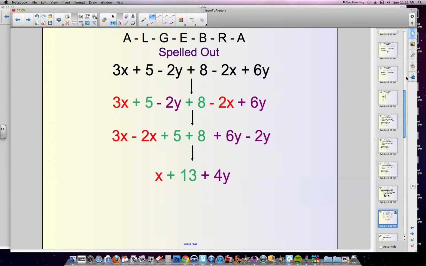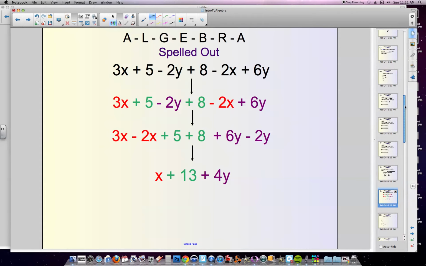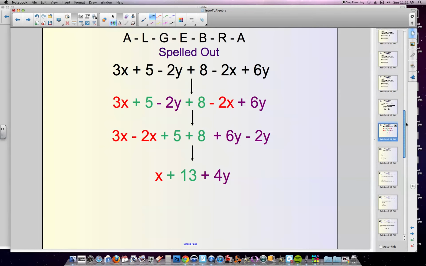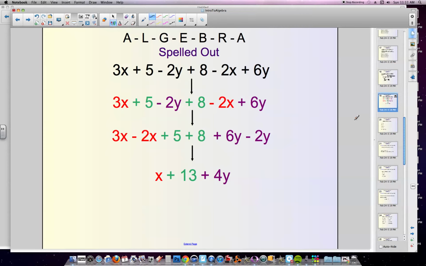We can look at a more complicated problem that actually isn't more complicated. It just has a few more steps. We're going to look through here and say, okay, there's this big, huge problem. But I can identify the different categories, right? There's 3 x's and minus 2 x's. And those are the only x's in here. So we can combine them, but not with anything else.